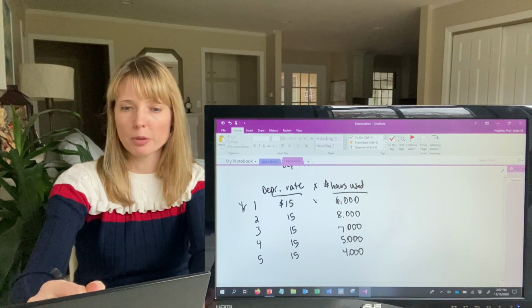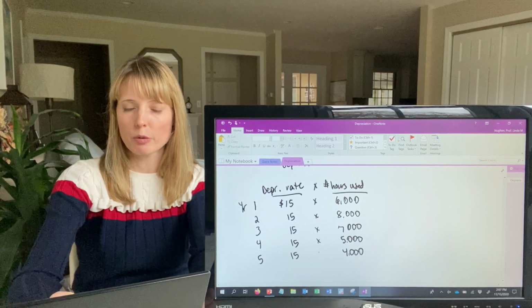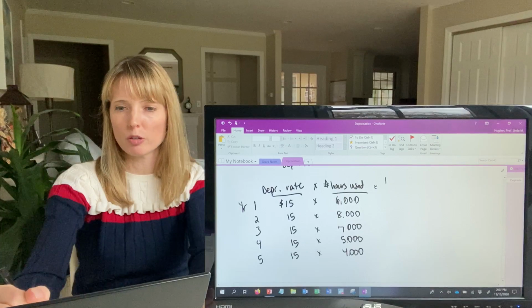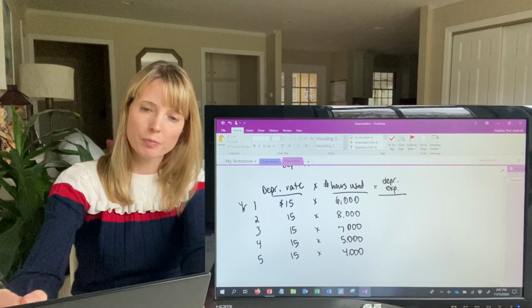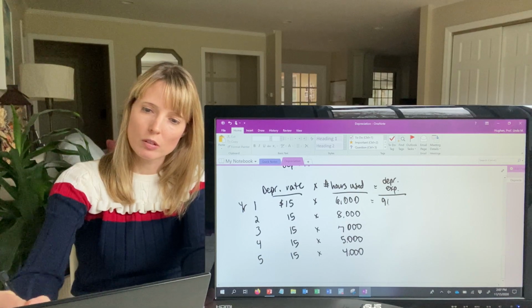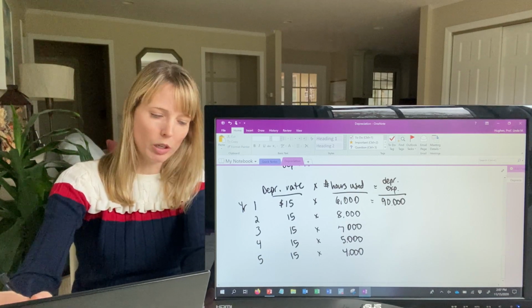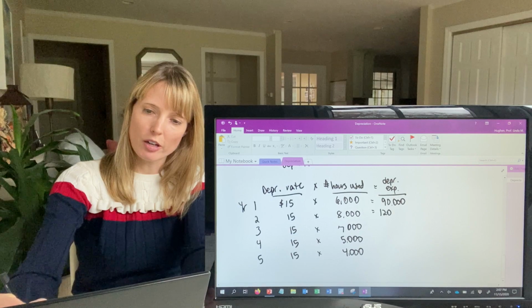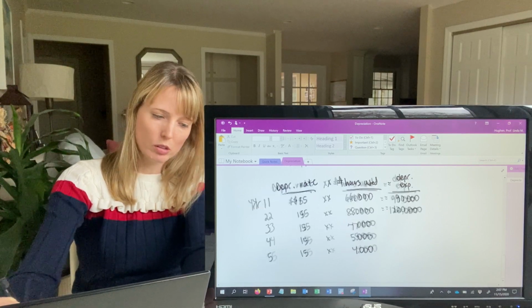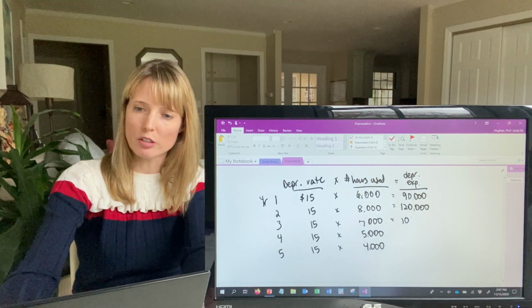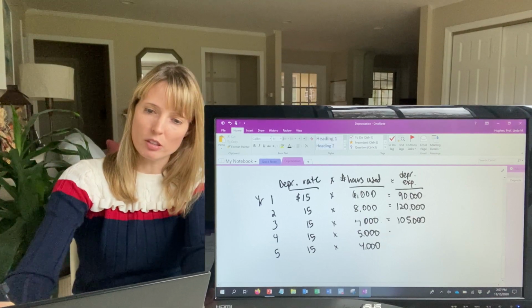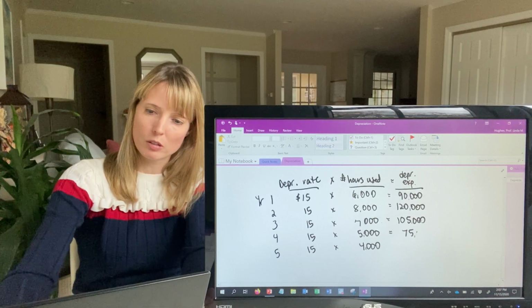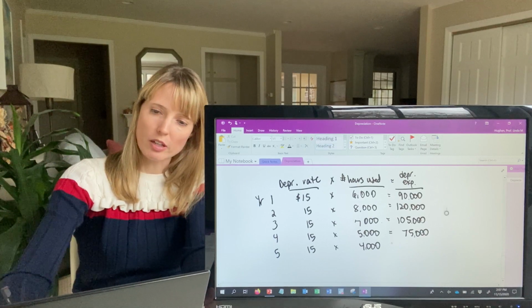So we have our dollar amount per hour, we multiply it by the number of hours used, and this will give us the amount of our depreciation expense. 90,000 in year 1, 120,000 in year 2, 105,000 in year 3, 75,000 in year 4, and 60,000 in year 5.